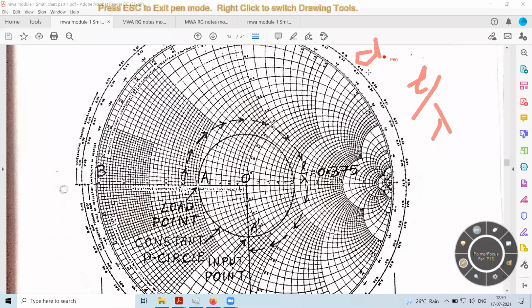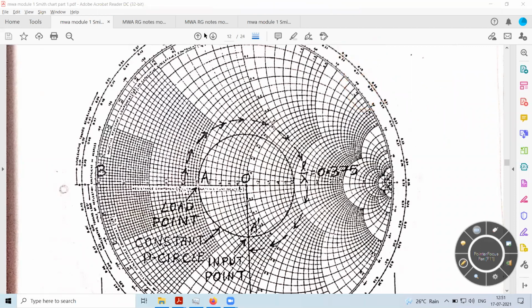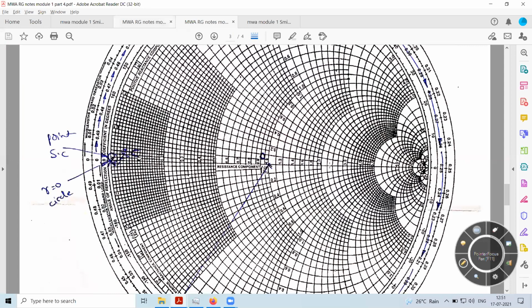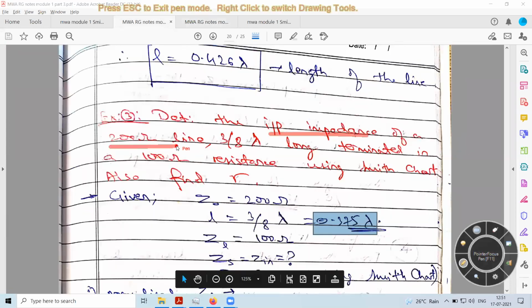If you are identifying some distance, it will be divided by lambda. So any value you obtain on this Smith chart will be a normalized value. If it is length, it will be divided by the wavelength, and if it is resistance or impedance, it will be divided by the characteristic impedance. So now he has specified the input impedance of the line. Sorry, we need to determine the input impedance.